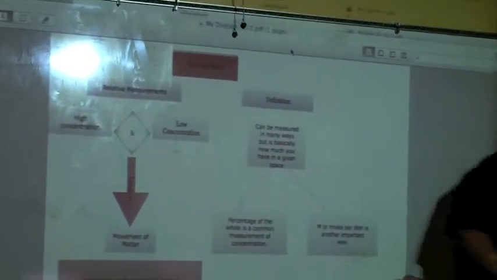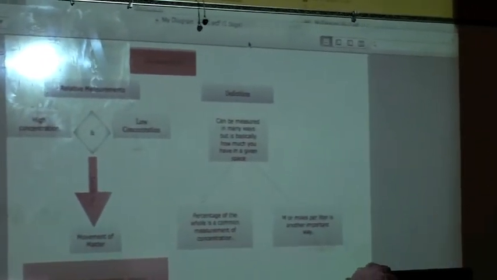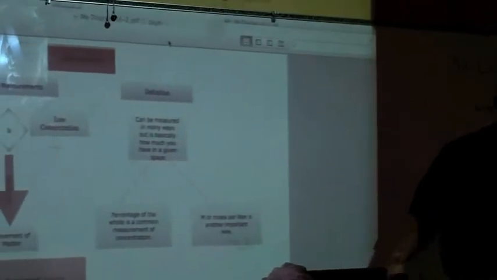So let's start off with this packet. Now we have some words here. Dissolved, solution, insoluble, soluble, solute, solvent, and saturated. A lot of S words.